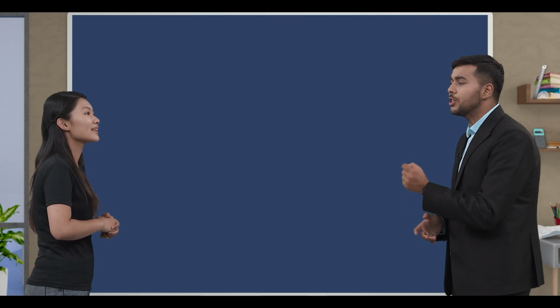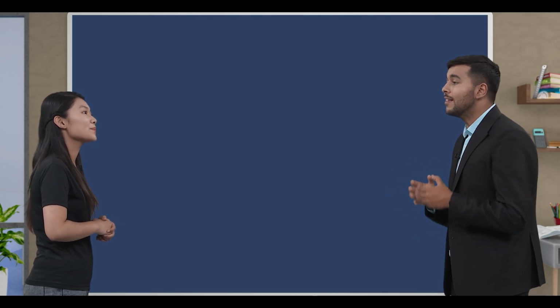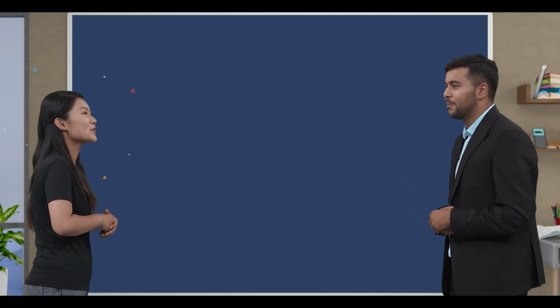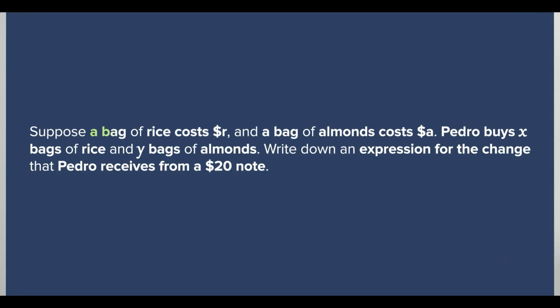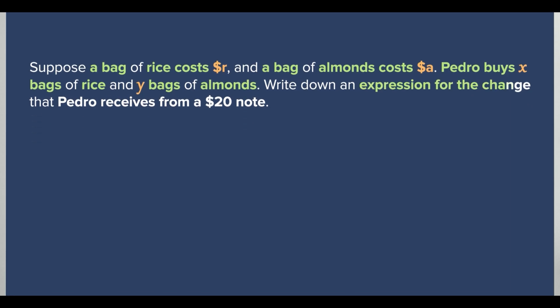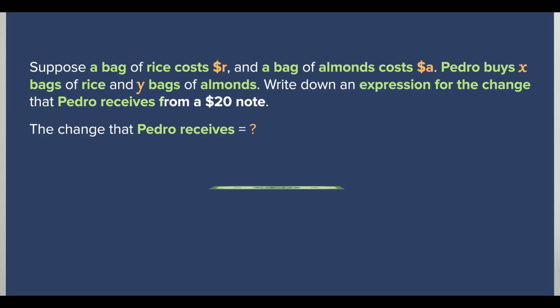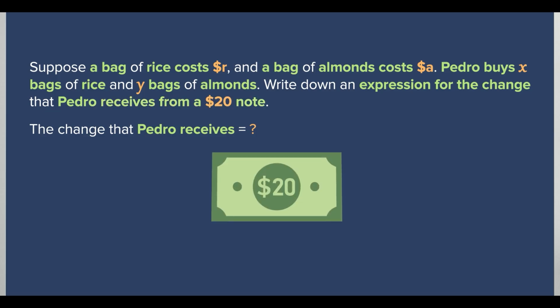Now let's look at some more examples to understand this concept better. Sure, let's do it. Here, given that a bag of rice costs R dollars and a bag of almonds costs A dollars, Pedro buys X bags of rice and Y bags of almonds. Now, we're being asked to write an expression for the change that Pedro receives from a $20 note.